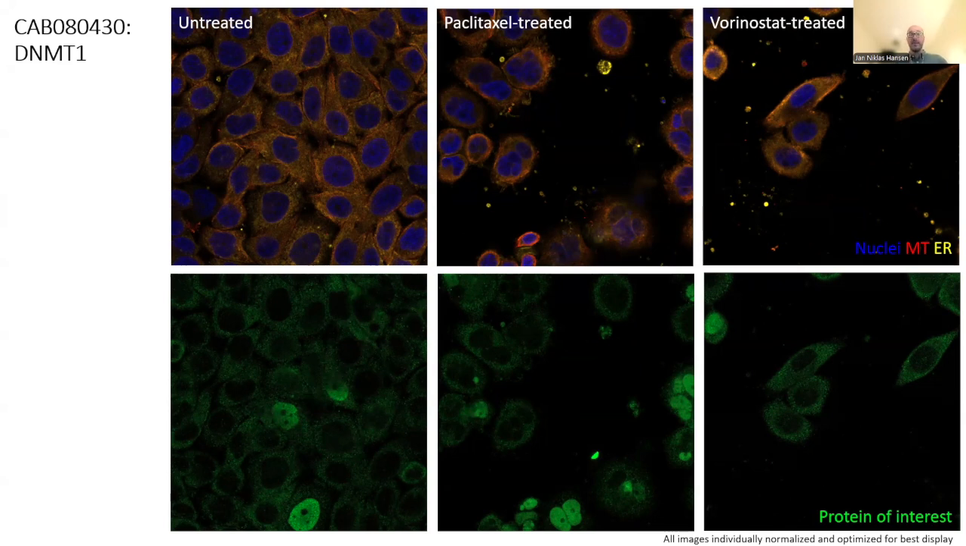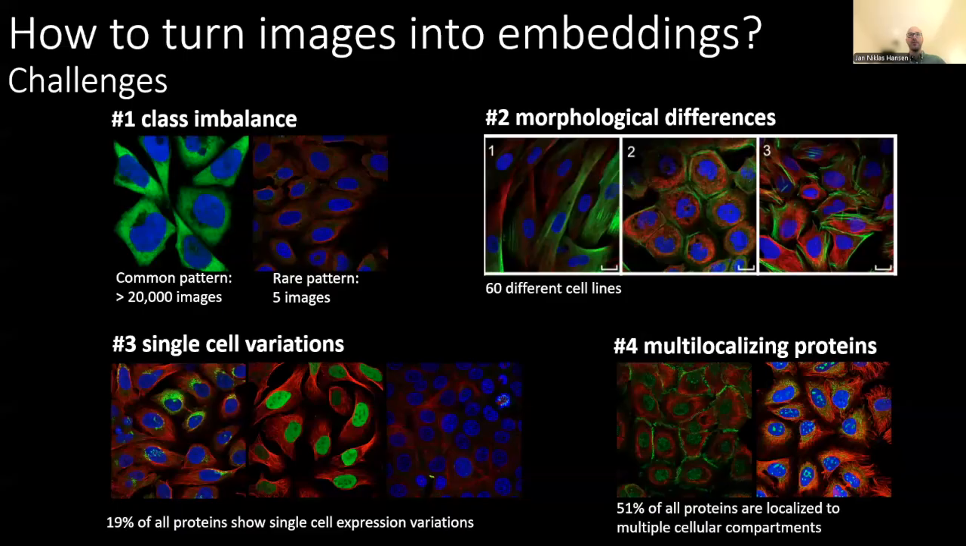So how do we analyze such images and how do we integrate them into the CM4AI project? There are a couple of challenges that appear when we analyze images. First of all, there's a class imbalance. There are very common patterns like the cytosol, and there are very rare patterns like the centrosome. At the same time, we see large morphological differences in this cancer data set, as I have just described before, where the nucleus structure and the cellular structures change. Then we have single cell variation that we've just seen also in the cancer cells, and we have this multi-localizing aspect that makes it really challenging to analyze these images.